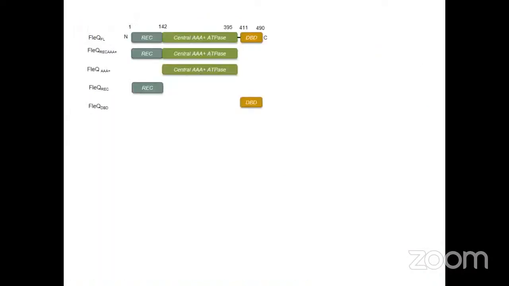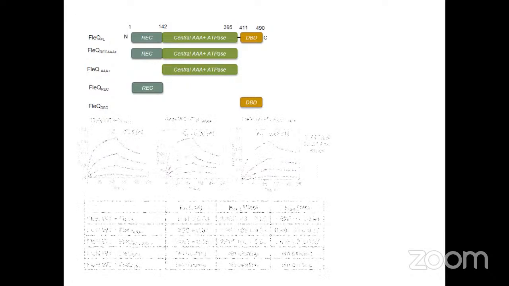Next, we came back to the FleN FleQ story, and we were interested in understanding the details of what FleN is doing to inhibit the ATPase activity of FleQ. How does it do it? So we asked, which domain of FleQ does FleN interact with? So we engineered a series of constructs where, as I mentioned earlier, there are three different domains in FleQ. So we made REC plus central domain alone, REC domain alone, DNA binding domain alone. And we checked the ability of all these constructs to interact with FleN, again through BLI.